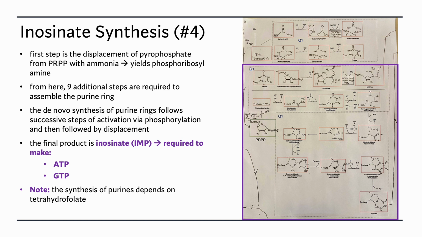The first step is the displacement of pyrophosphate from PRPP with ammonia, which yields phosphoribosylamine. From here, 9 additional steps are required to assemble the purine ring. The de novo synthesis of purine rings follows successive steps of activation via phosphorylation followed by displacement. The final product is IMP, which is required to make ATP and GTP, which I will talk about on the next slide. But it is important to note that the synthesis of purines depends on tetrahydrofolate.